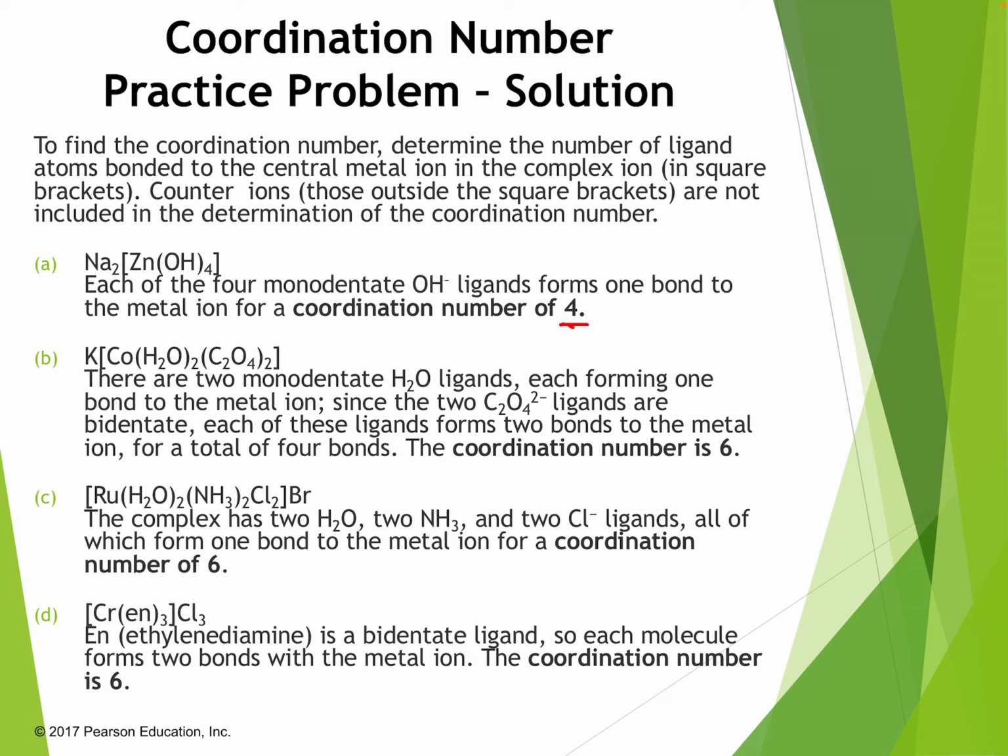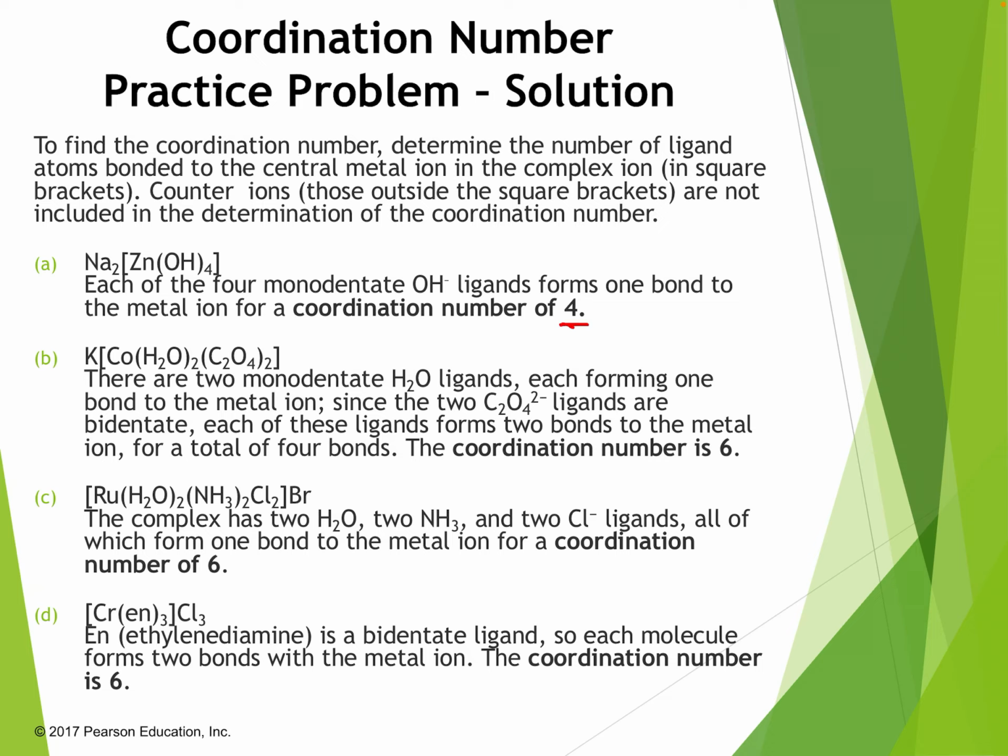For part C, we have, again, 2 waters, each one monodentate. We have 2 ammonia, again, each one monodentate, and then 2 chlorides, again, each one monodentate. So even though we have a bunch of different ligands, each one is only making 1 bond. So we have 6 ligands total, so our coordination number is 6.